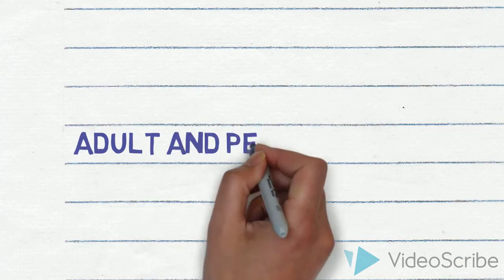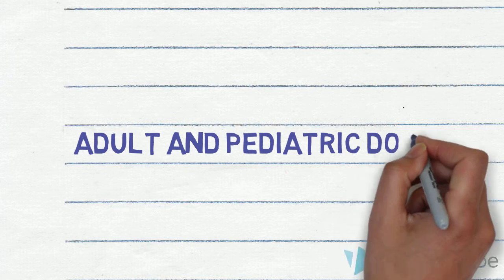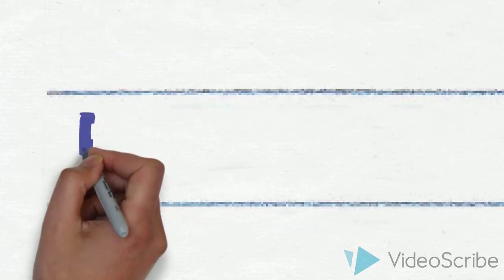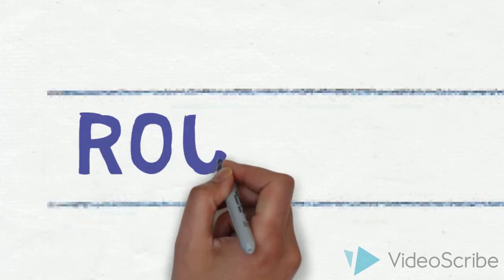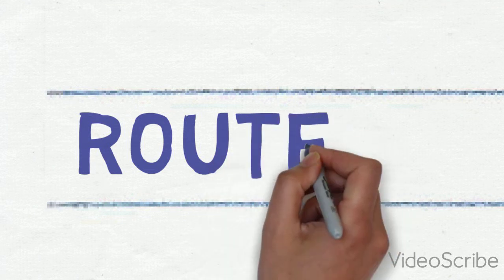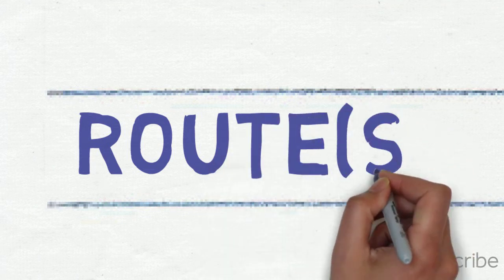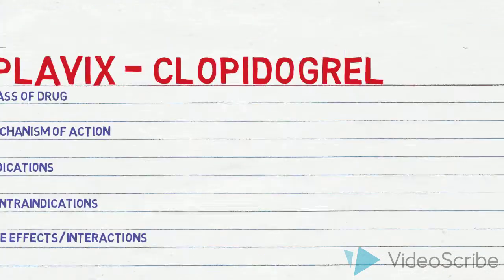Then we want to look at the dose. Is there an adult and pediatric dose? And if so, what is it? And then the last thing is which route is the medicine administered? Is it given IV, IM, sub-Q, PO, or some other way?